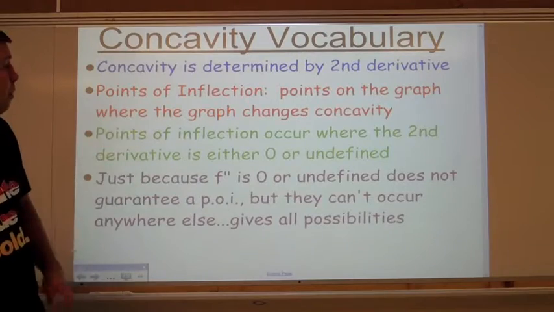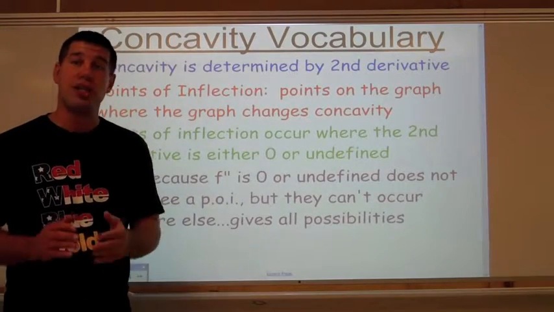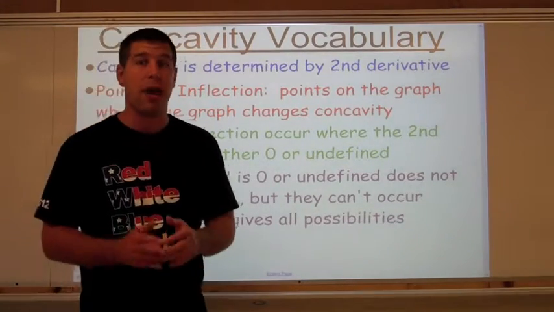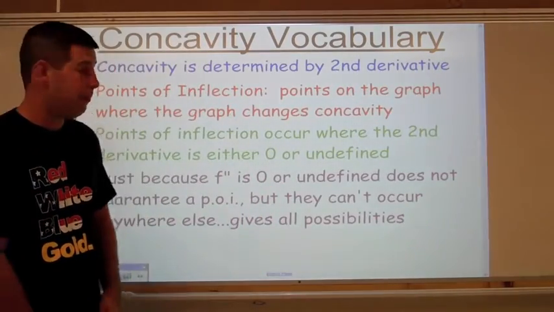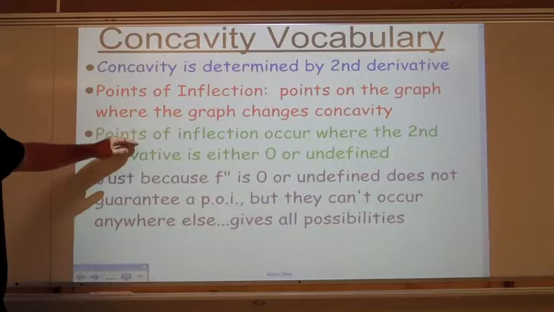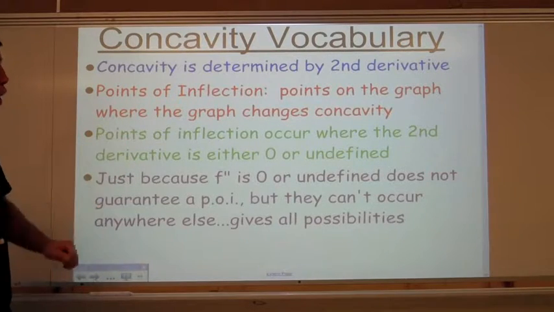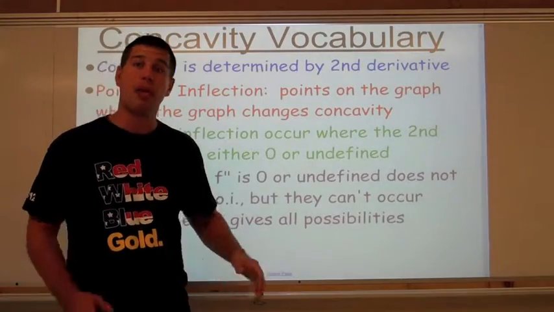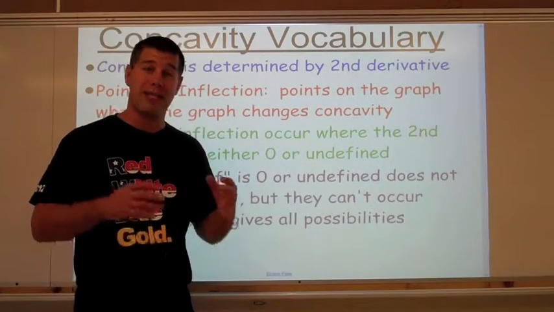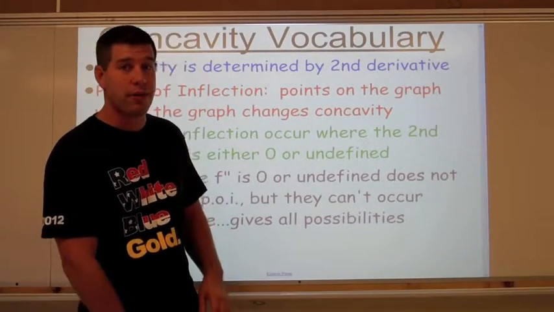A point of inflection is a point on the graph where the graph changes concavity. It changes from concave up to concave down, or from concave down to concave up. Points of inflection can only occur where the second derivative is either 0 or undefined. That's the only place a point of inflection can occur, where the second derivative is 0 or the second derivative is undefined.